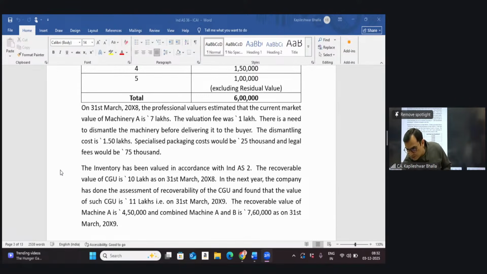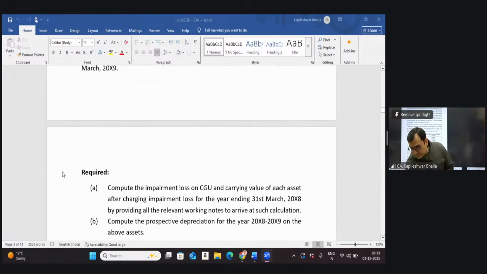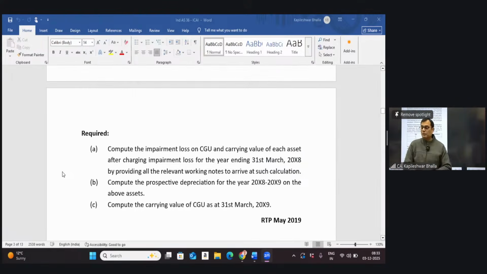Then he says the inventory is valued in accordance with Ind AS 2. The recoverable amount of the CGU is 10 lakhs on March X8. In the next year, the company has done the assessment of recoverability of the CGU and found that the value of the CGU is 11 lakhs on March X9. So there are two parts to the question. One is on March X8 when you're calculating the impairment, and then there seems to be a reversal in March X9. The recoverable amount of machine A is given, and the combined value of A and B on March X9 is given. Now let's see the requirement of the question.